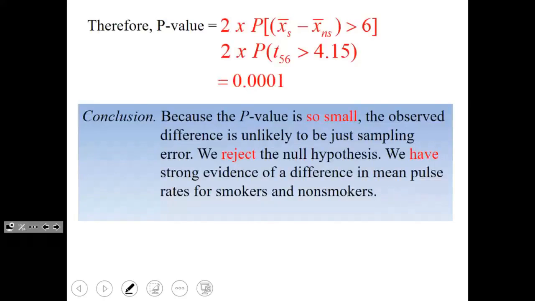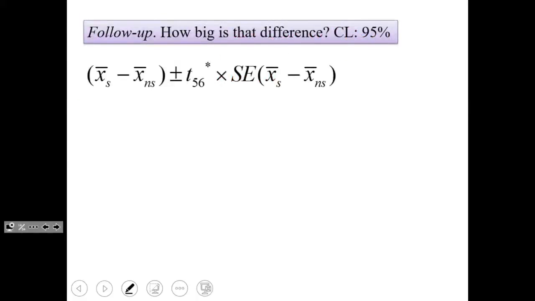Doing that, my observed difference is unlikely to just be sampling error. It's strong evidence that there is an actual difference between the resting pulse rate of our smokers and our non-smokers. Now, since I know that, I want to know how big of a difference it is. I've rejected that hypothesis. I need to get my confidence interval.